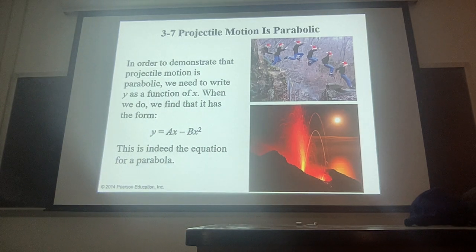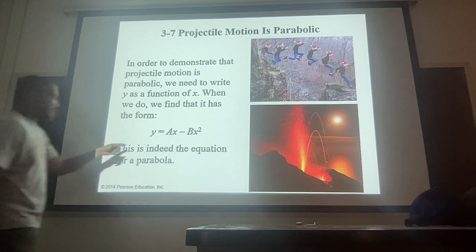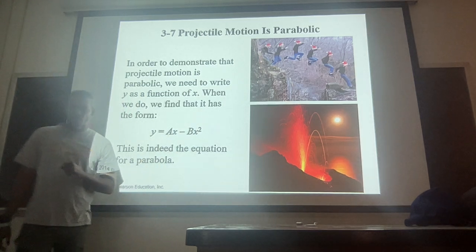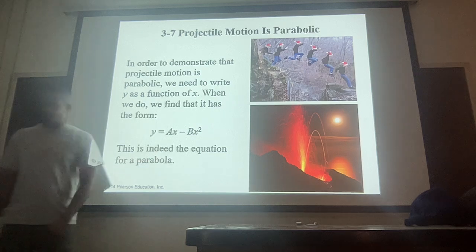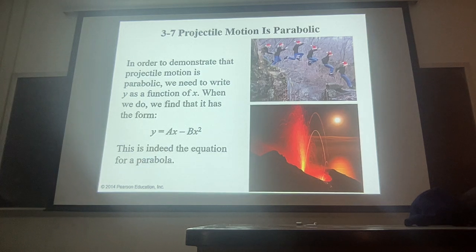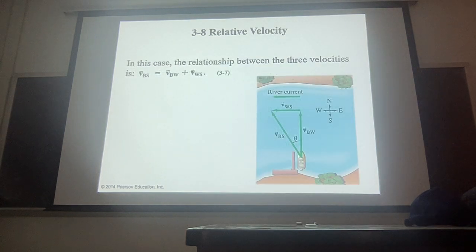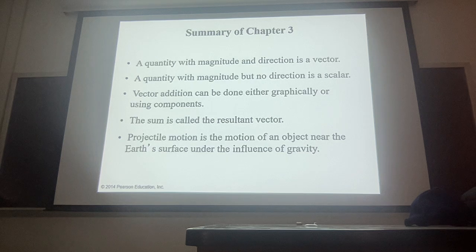So this is just showing you that projectile motion assumes parabolic motion. You can use this equation, for all you mathematicians out there, and it's similar to a quadratic. I skipped that relative velocity stuff. And we have the summary.